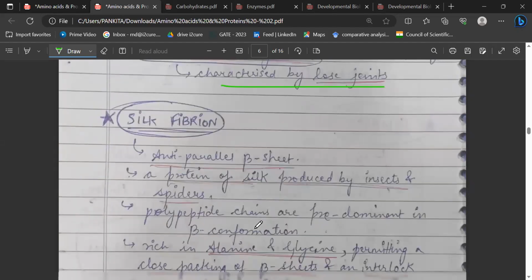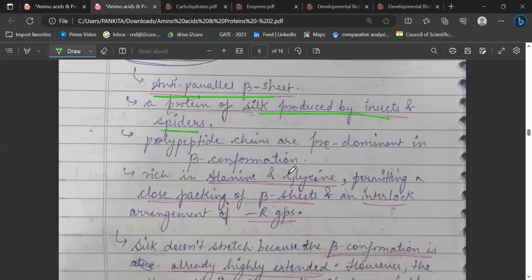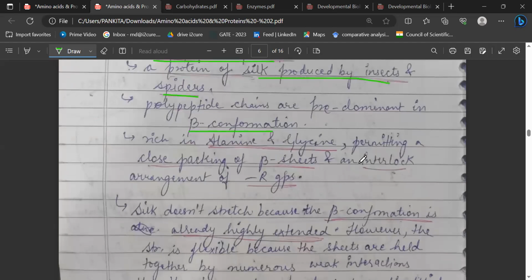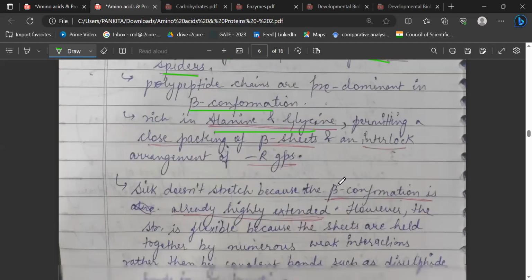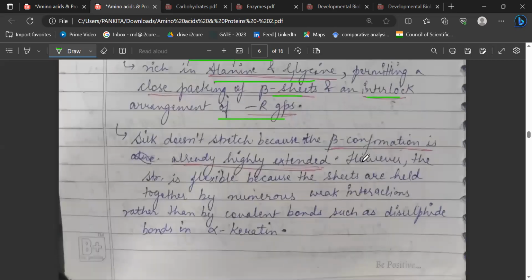Moving on to the next kind of fibrous protein, we have the silk fibroin, which is basically anti-parallel beta sheets, and they are part of the protein of silk produced by insects and spiders. They are predominantly in beta conformation. They are rich in alanine and glycine, due to which a close packing of beta sheet occurs, and there is an interlocked arrangement of the side chains. The silk doesn't stretch because the beta conformation is already highly extended.